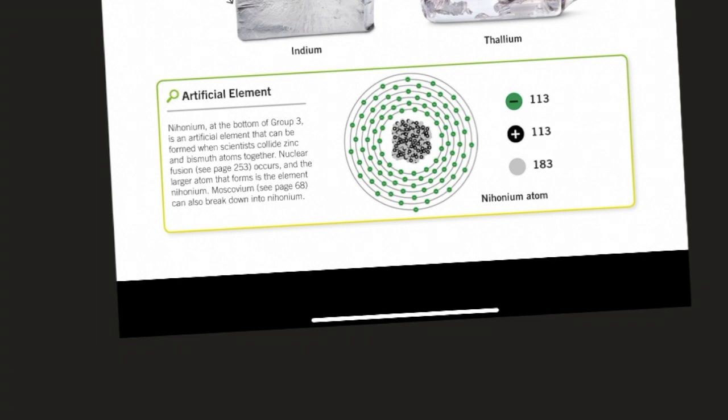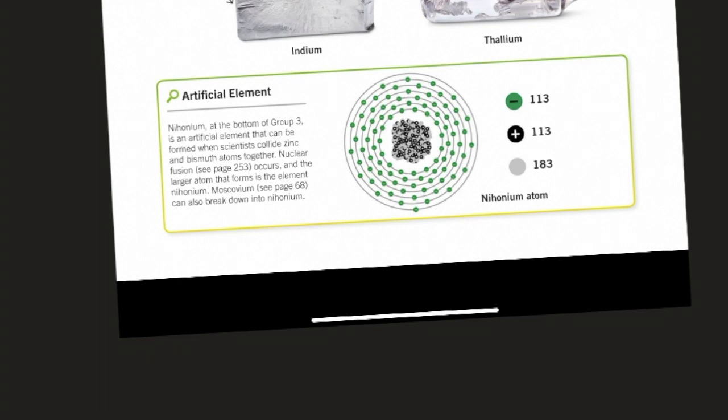Moscovium can also break down into Nihonium. So if an element could break down into another one, then that means that the previous element is greater in mass than the one that it becomes. Even without knowing the atomic number of Moscovium, I could already tell you that Moscovium is heavier and has more protons than Nihonium, because according to the book, it breaks down into Nihonium.